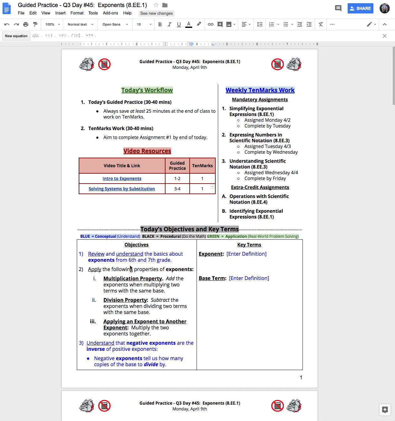In this video, we will discuss properties of exponents. Specifically, we're going to look at three properties: the multiplication property, the division property, and what happens when we apply an exponent to another exponent.